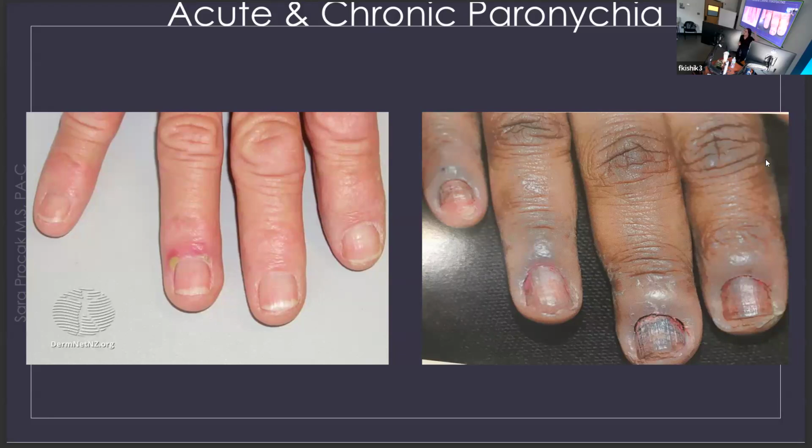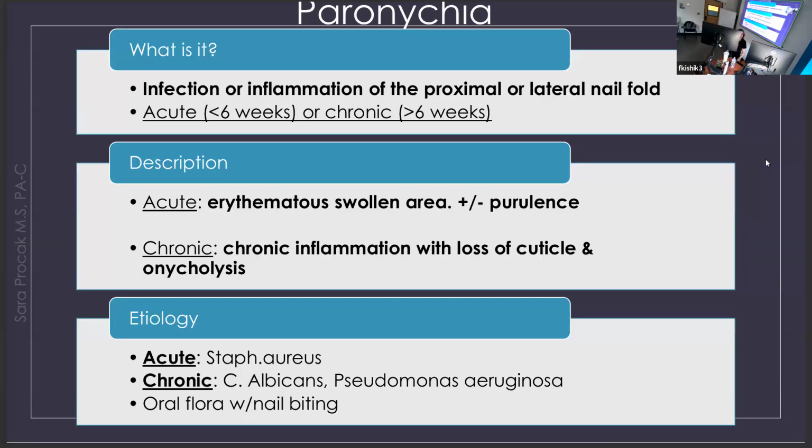There are usually no symptoms that come along with this. It's just the change in their nails that your patient is going to see, and that's what's going to drive them to come in. With chronic paronychia, a common secondary infection could be Candida albicans or sometimes Pseudomonas.